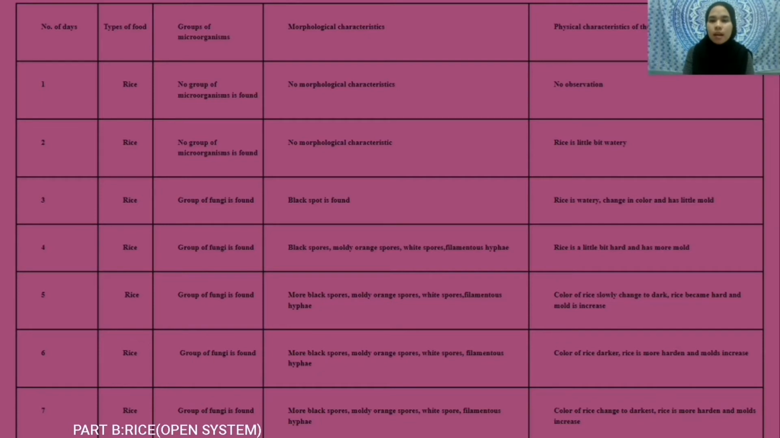On day 5, the color of the rice slowly changed to dark, the rice becomes hard, and mold has increased. On day 6, the color of the rice is darker, the rice is more hardened, and mold also increased compared to day 5. On day 7, the color of the rice changed to the darkest, the rice is more hardened, and mold also increased.